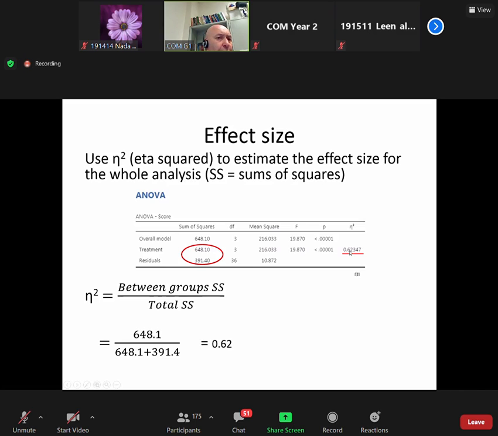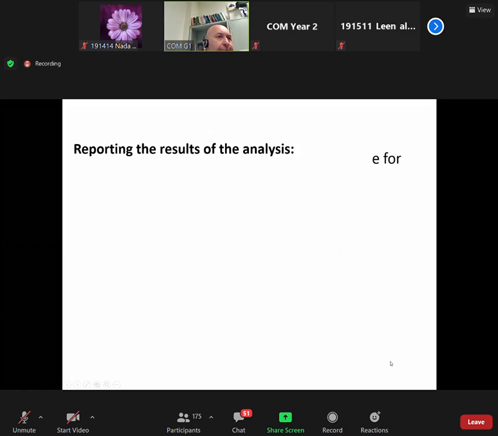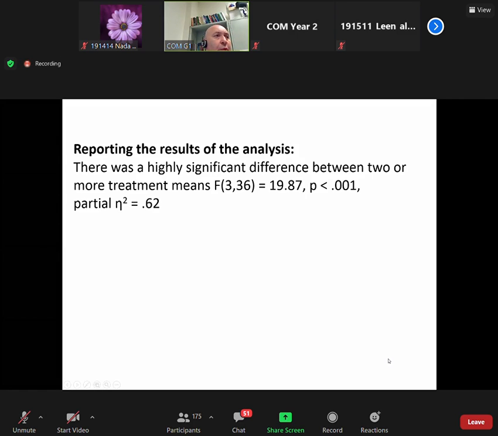So this number will vary from 0 to 1. Okay. So how do we report the analysis? Well, we would say that there was a highly statistically significant difference between 2 or more treatment means. F with 3 and 36 degrees of freedom.